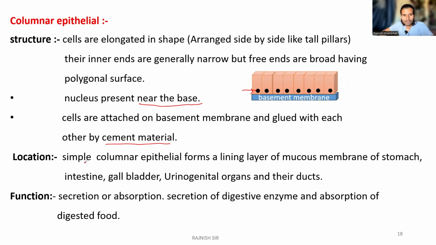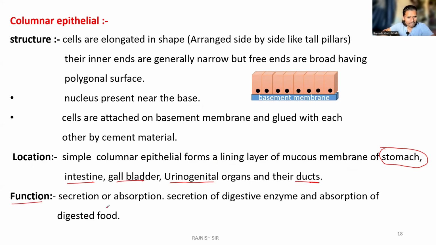Then what is its location? Simple columnar epithelium forms the lining layer of the mucous membrane of the stomach. Means it is present in the stomach. They form the mucous membrane, the inner lining of the stomach. Then in the intestine, the gallbladder, the urinogenital organs and their ducts. This is the place where you can find columnar epithelial tissue.